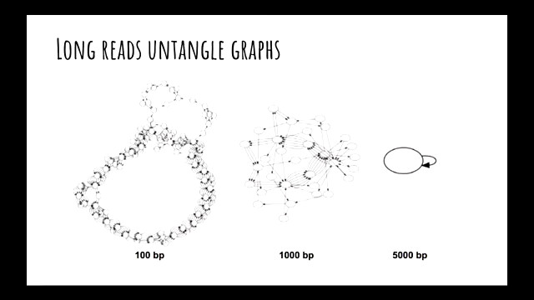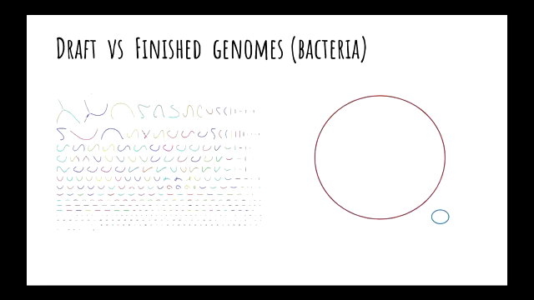And so they can untangle our graphs. So here's the de Bruijn graph built from reads of 100 base pairs, and then one with 1,000, and then up to 5,000. And as you can see, we've removed lots of little bubbles, lots of little inconsistencies in our graph, and we've come up with one with almost a single path. All right, and so this can be the difference between a draft genome and a finished genome.